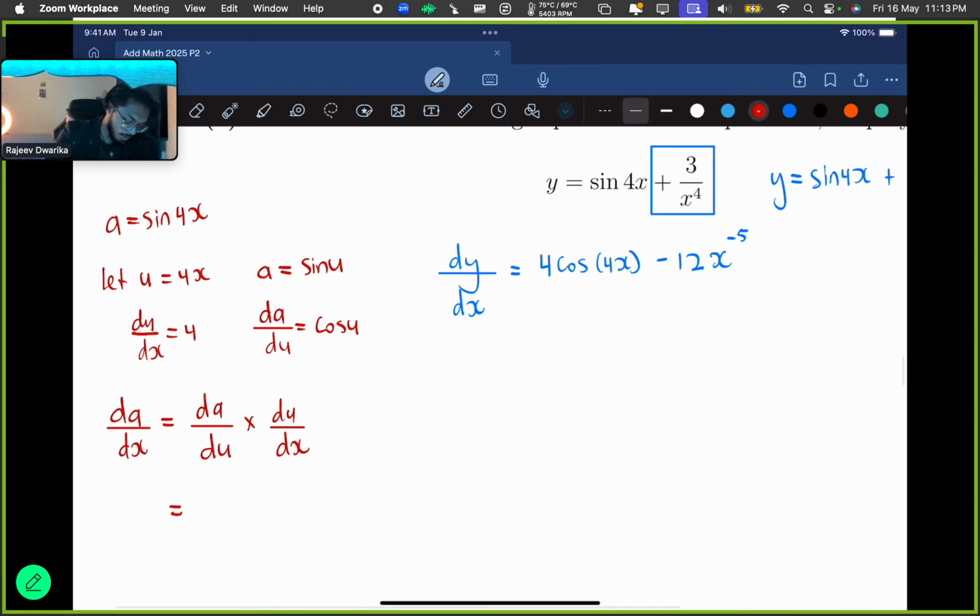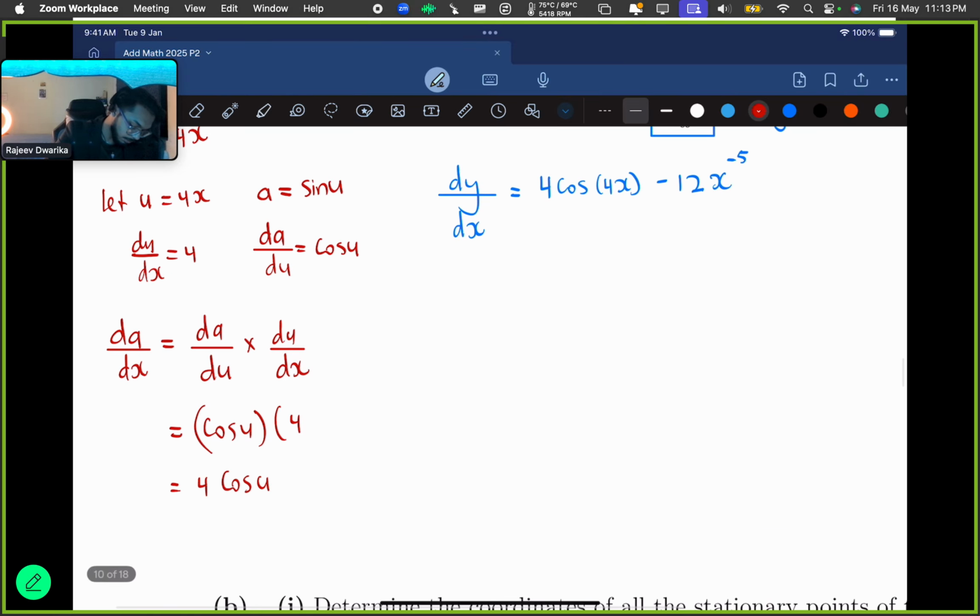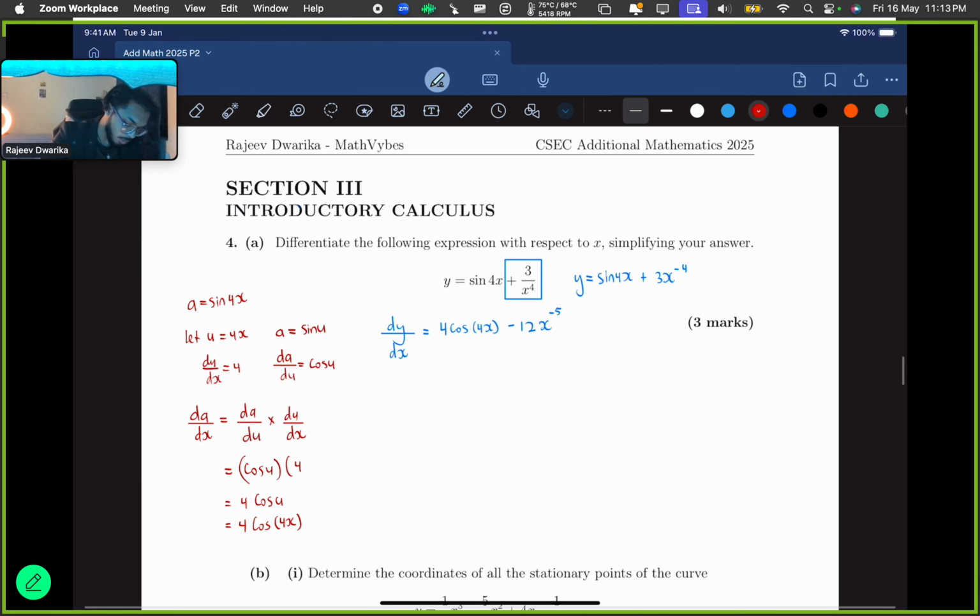So that will be dA/du. We know that dA/du is cos u, right? We're multiplying that by du/dx, which is 4, and so that's going to be 4 cos u, and what did I say u was? Sine 4x. Right, so when we do the shortcut, do we get 4 cos 4x? Yeah. Okay.